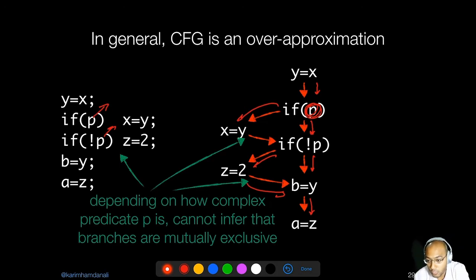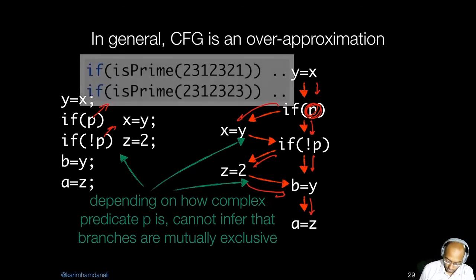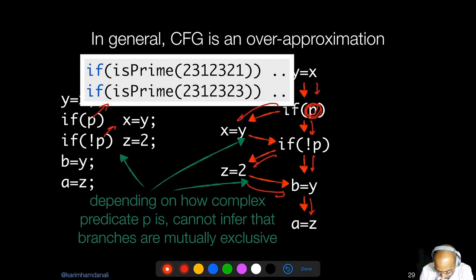Maybe doing some constant propagation would help. Maybe doing some dead code elimination or other sorts of optimizations would help. But the point is, depending on the complexity of that predicate, it might not be easy to infer that these are mutually exclusive. So this is an example here: if isPrime of a large number, and the second condition, if isPrime of another large number. This is a very intensive operation to execute. You cannot just immediately get the answer to that right away.